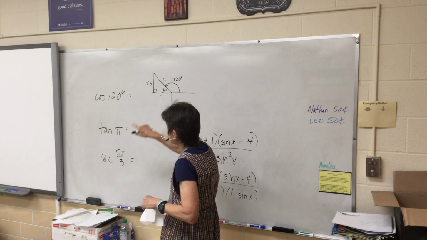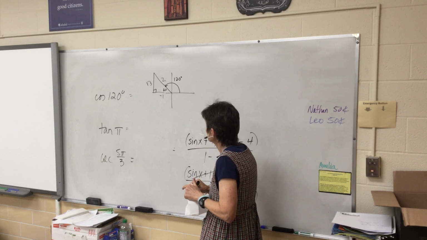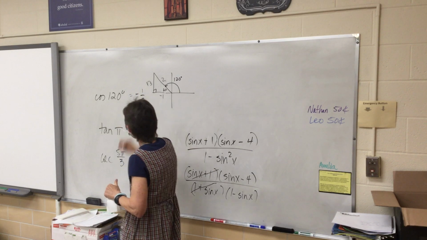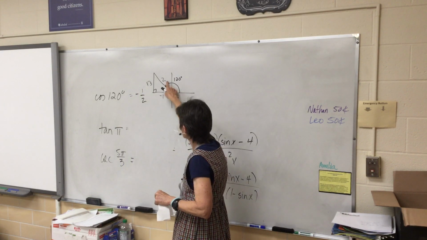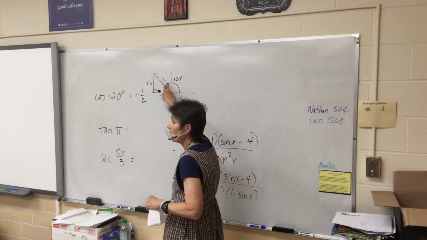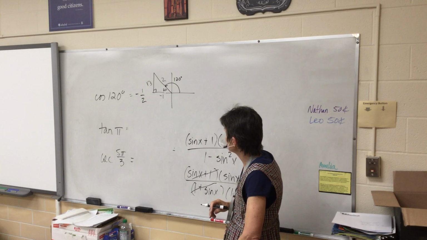Okay, now what do I know about cosine? So TOA, adjacent over hypotenuse, so negative 1/2. Negative 1/2, adjacent over hypotenuse. You can also think about it as x over r. That's another definition of the cosine.